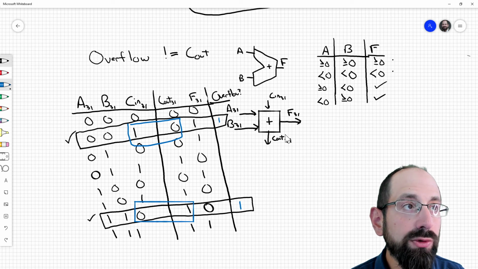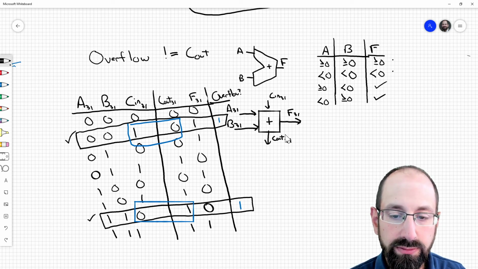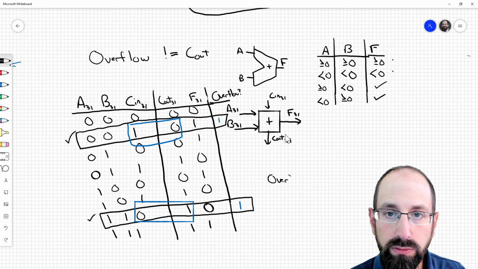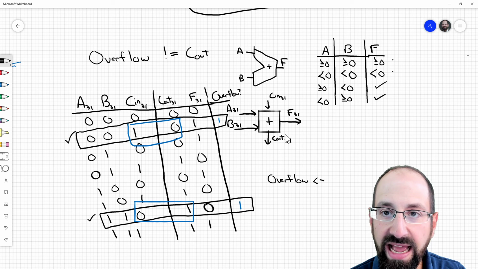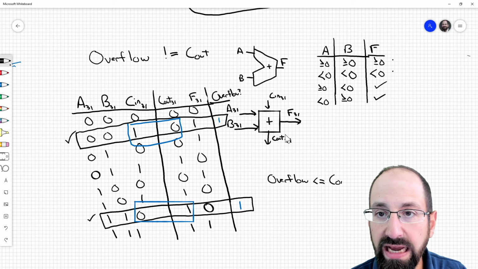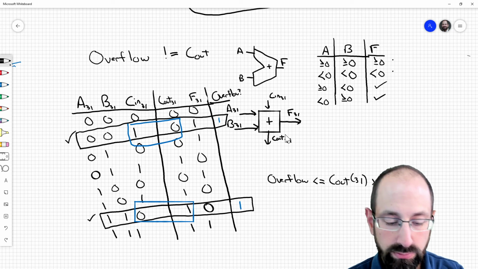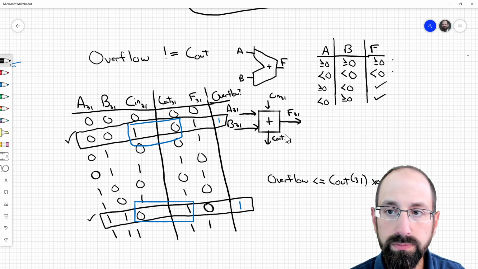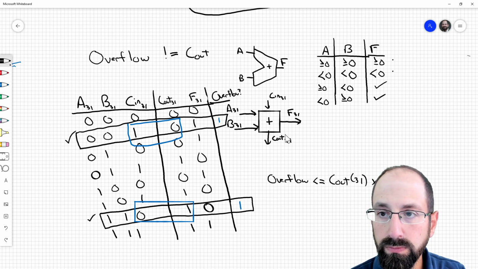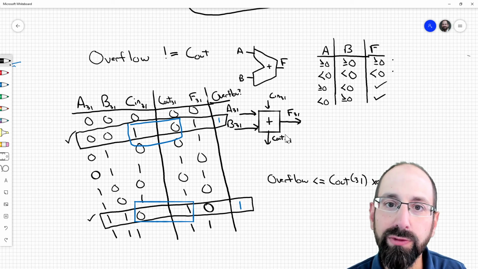So in terms of what our actual logic needs to be to calculate overflow in this scenario, don't overthink it. It's literally overflow is going to be set as whatever you call those signals in your design, but C out of 31, and when they're different, it's a problem. So it's XOR with C in of 31. And that's it. That's calculating overflow. You have now successfully calculated overflow.